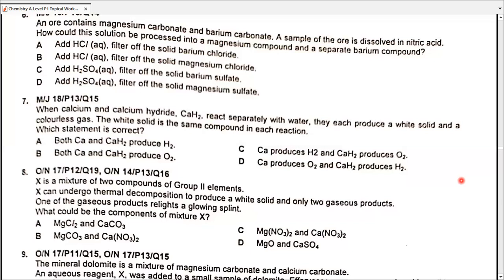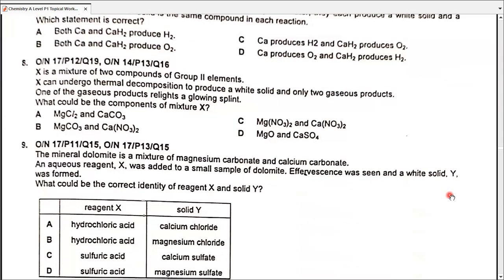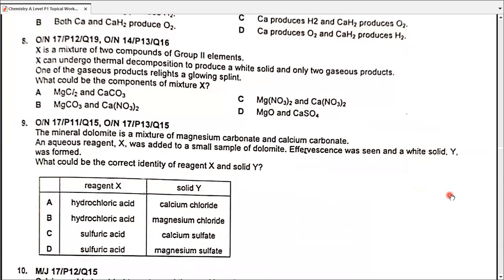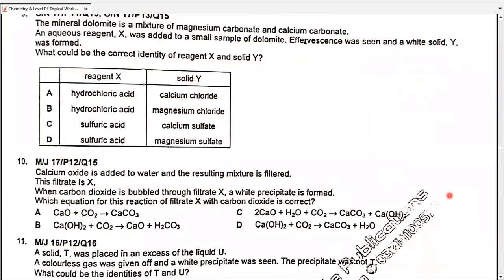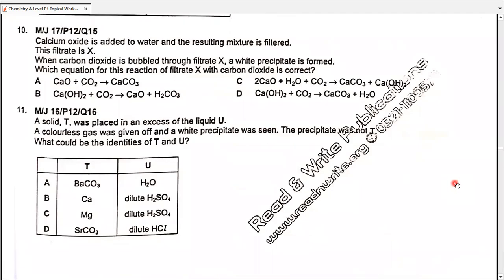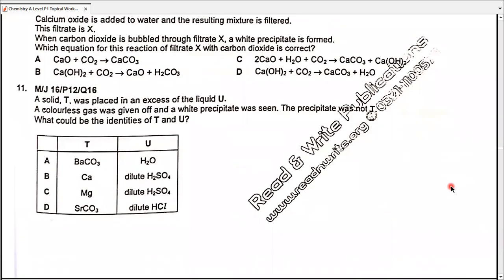Number 8. Actually, no, that's too easy. 9 is also easy. 10 too. We have all easy questions. 11. Let's go with 11. At least something is a little bit challenging.